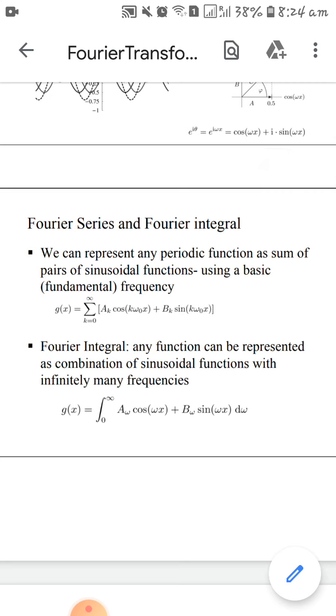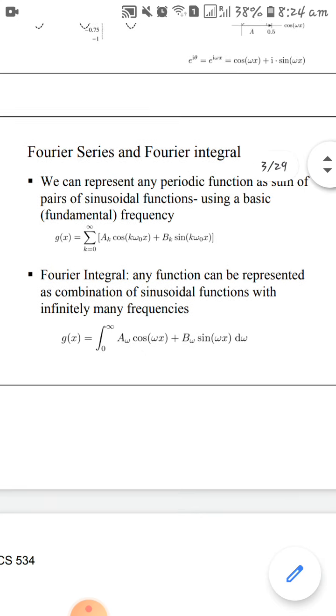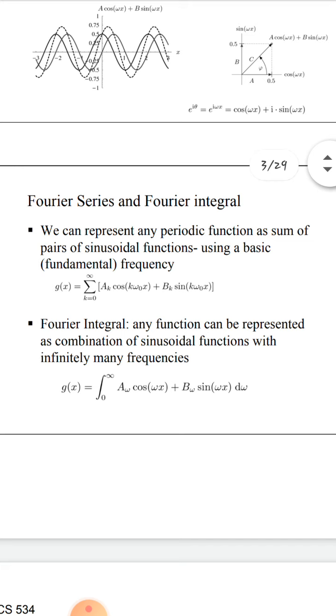So first, two things: one is Fourier series and the other is Fourier integral. With Fourier series, we can represent any periodic function as a sum of sinusoidal functions using a basic fundamental frequency. So in Fourier series, any signal can be represented as a periodic function. You have to keep in mind: periodic function.